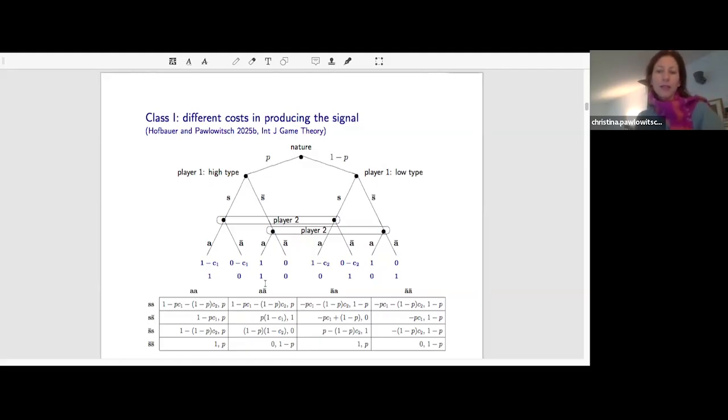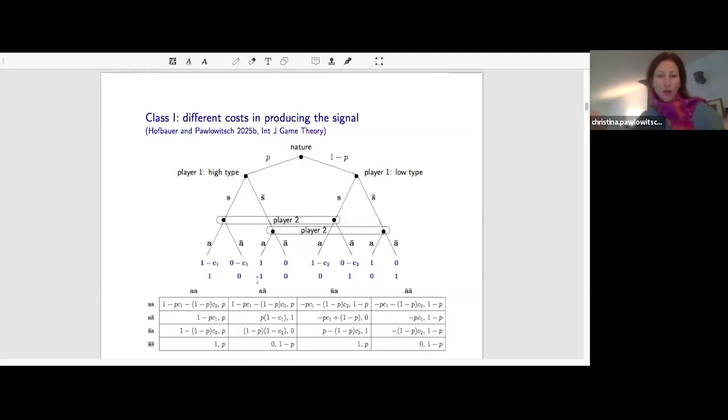And for player two, it's the other way around. So for player two, sorry, it's not the other way around. For player two, she gets a payoff of 1 if she accepts the high type, and a payoff of 0 if she happens to accept the low type. So this defines the payoffs that we have here.